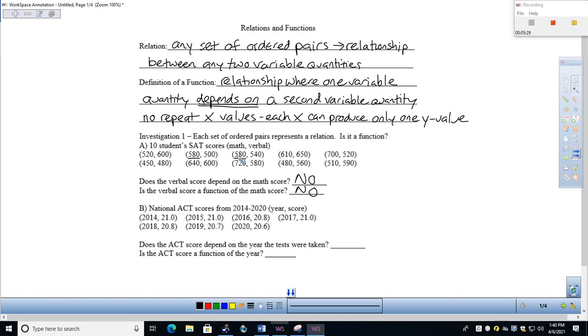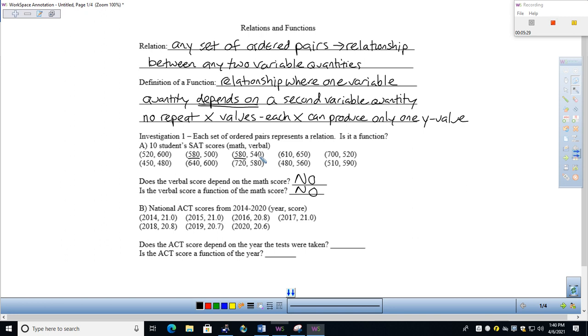So this 580 can't produce both a 500 and a 540 in terms of it being a function. Okay, and I know you're saying, well, what would happen if we were doing the same thing and we didn't have a repeat of the x's? Well, conceptually, we would still say it's not a function. Mathematically, it may be, though. Again, I just want to be clear: in terms of a set of ordered pairs, each x can produce only one y. And so this 580 right here cannot produce more than one y value.